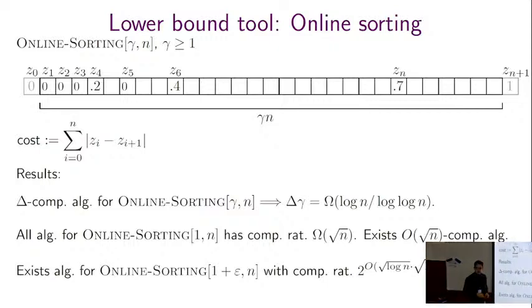Sorry, what's the role of gamma? The role of gamma is to say how much extra space you have in your array. So gamma is a number at least 1, and that means that you should have that number times n memory cells, but you are only going to use n of them.